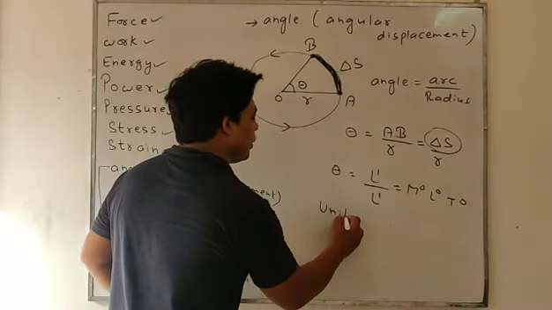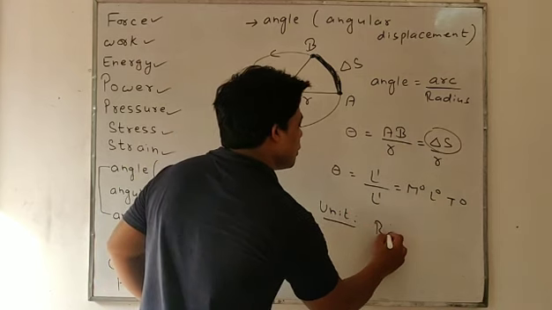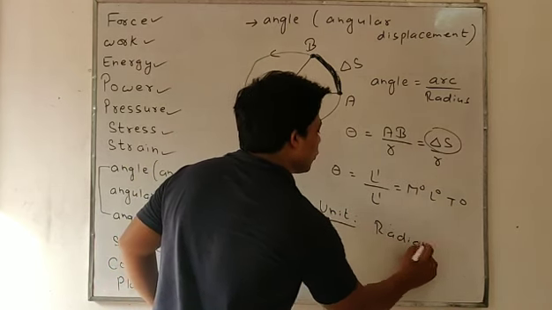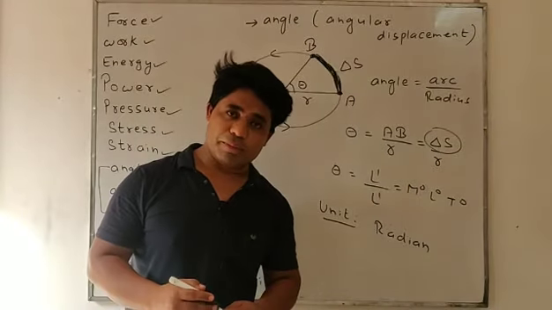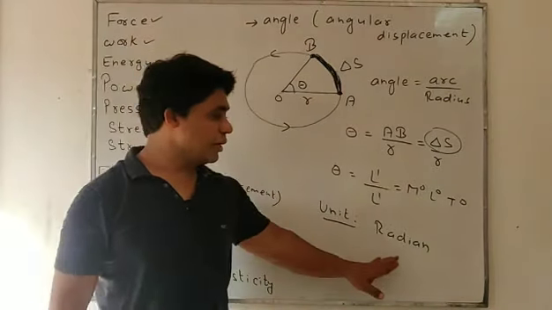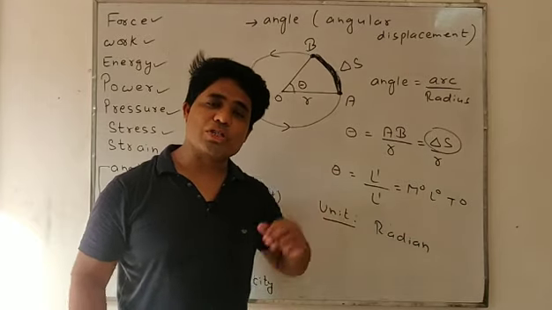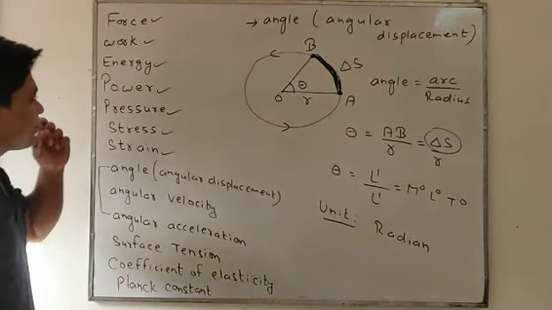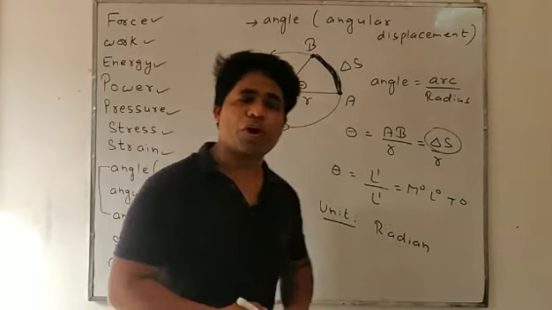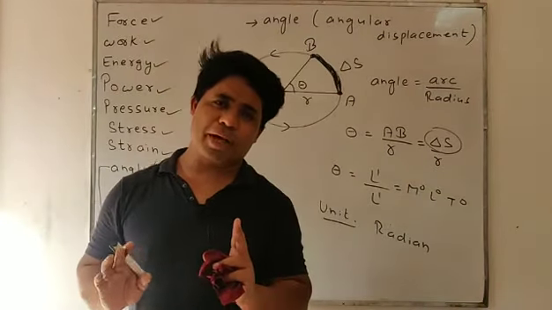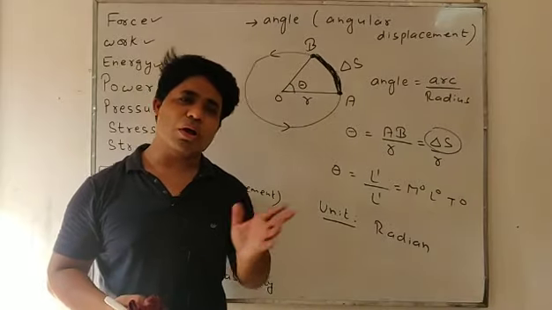But it has a unit. Its unit is what? Radian. What is the unit of angle? Angle will always be measured in radian. So the unit is radian, and there is no dimension, M0, L0, T0. Now students, next is angular velocity. We know what simple velocity is: displacement by time. Rate of change in displacement is called velocity.